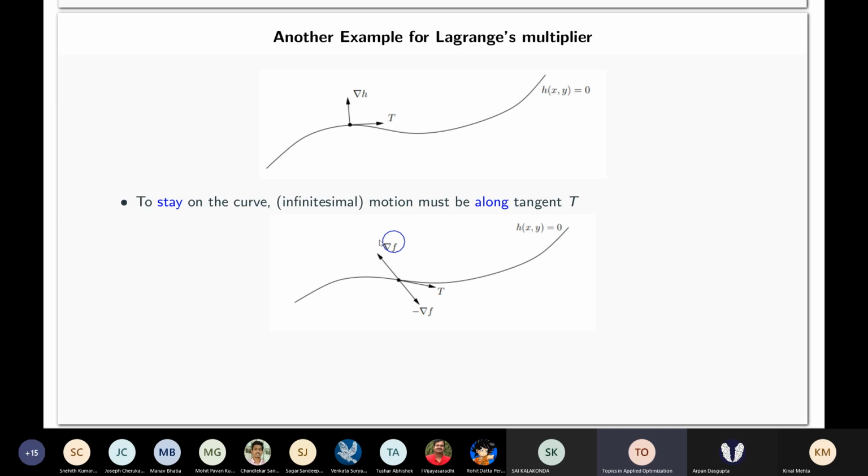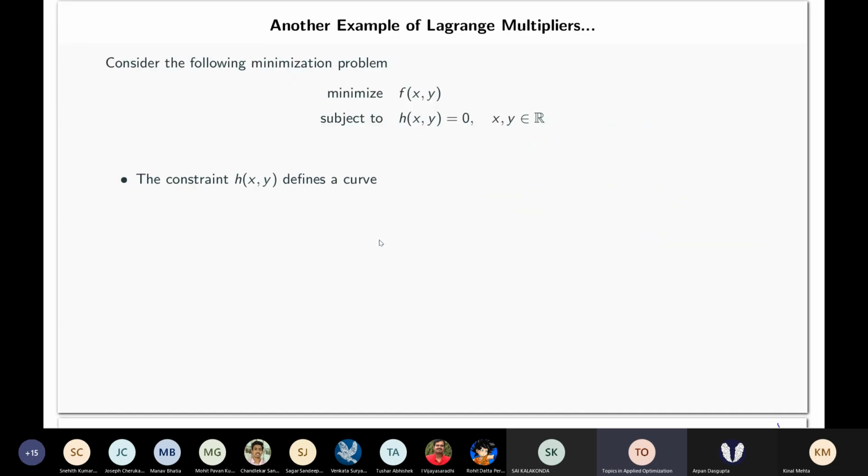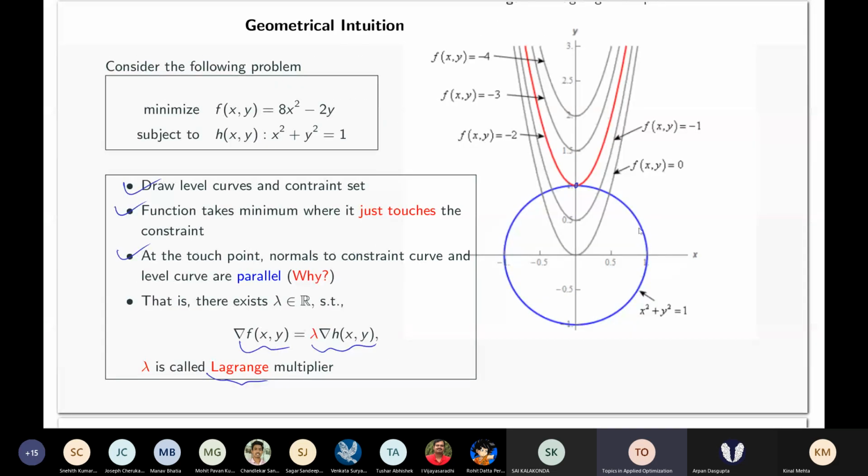Now a very basic question. Remember in the previous example also, we had a circle and we had to move around the circle, and we were asking wherever the function is decreasing. And then we were keeping track of the level curves, and level curves are a good intuitive thing to see in 2D.